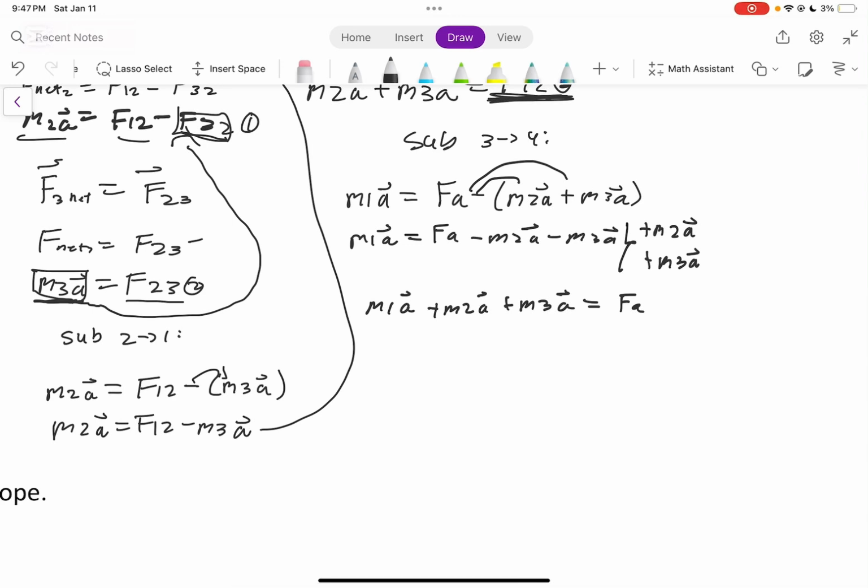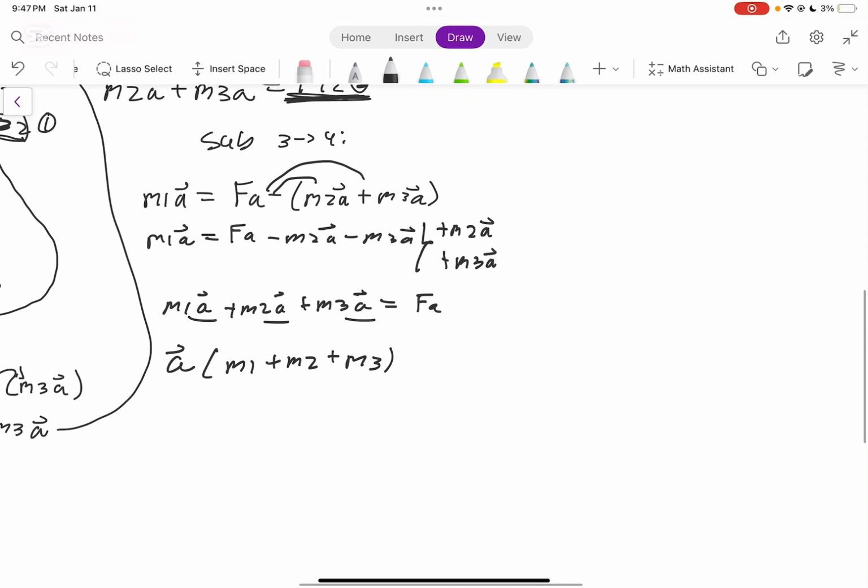Now that we have all the acceleration on the same side, what can we do? Well, we can just common factor out the acceleration. And now you're left with M1 plus M2 plus M3. Why do we common factor? Well, there's an acceleration in every single term, right? And that's just a constant. Just like if you had ax plus bx plus cx. Well, you have an x in every term. You can just remove this x and you're left with a plus b plus c. That's the same concept we applied right here.